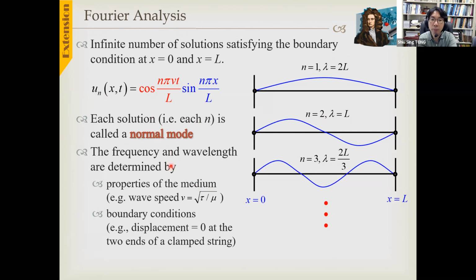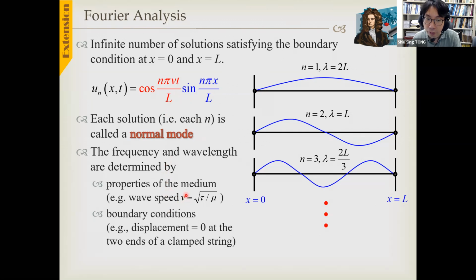Now, but what determines the frequency and the wavelength? We know that the angular frequency is n pi v over L, and the wave number is n pi over L, right? This determines the wavelength and the frequency, right? Now, but you can see, both the wavelength and the frequency, they depend on what? They depend on the velocity in the medium, the velocity of travel of the waves. Okay, because now you have the frequency as n pi v over L, right? So that depends on v.